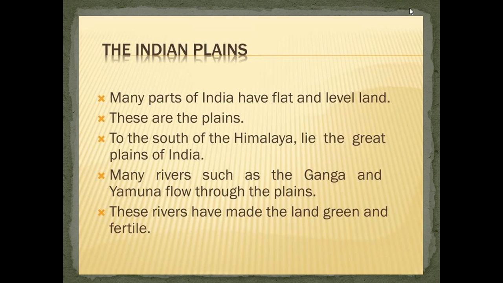These are the plains, and this flat and level surface is called what? Plains. Okay, these types of lands are called plains. To the south of the Himalaya lie the Great Plains of India. To the south of the Himalaya, on the south side, the Great Plains of India lie. From there, the whole plain land. We can see the plain lands.